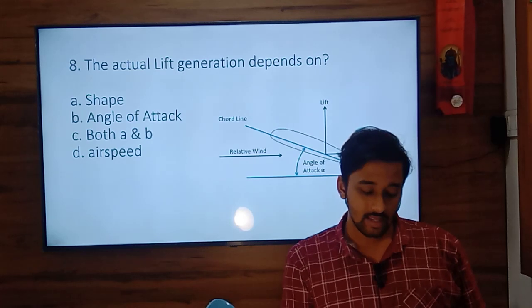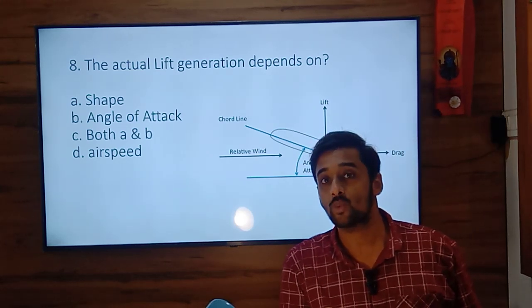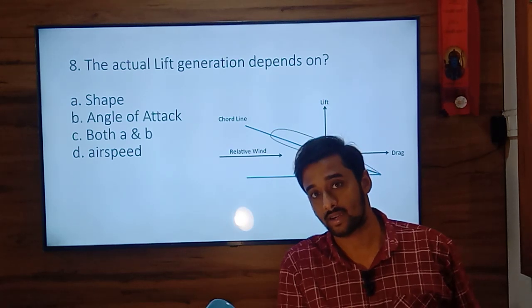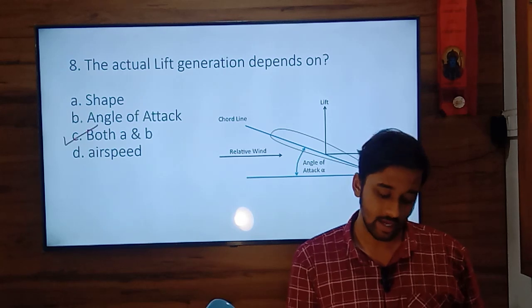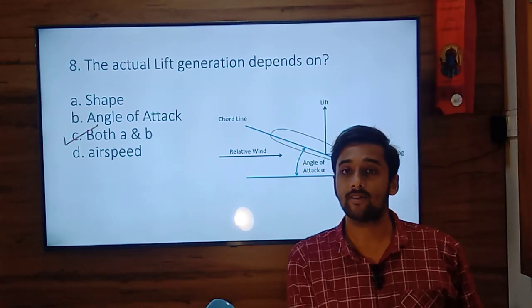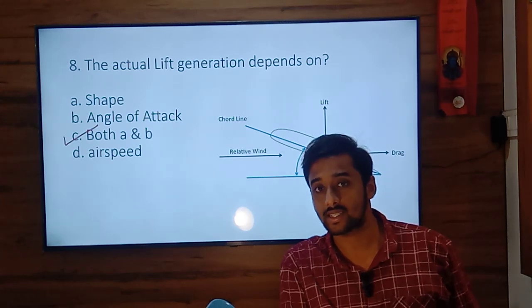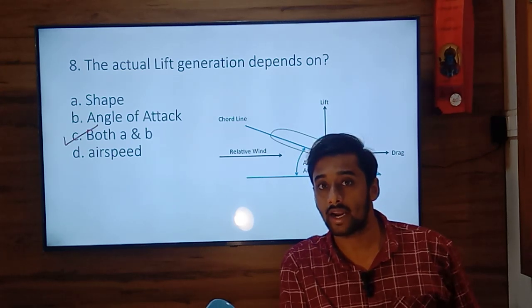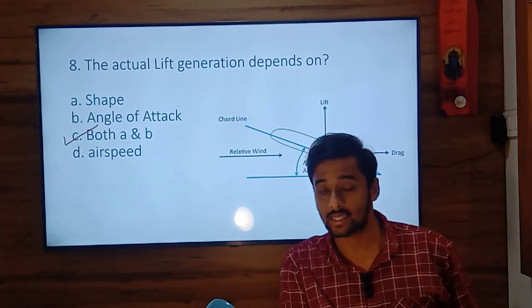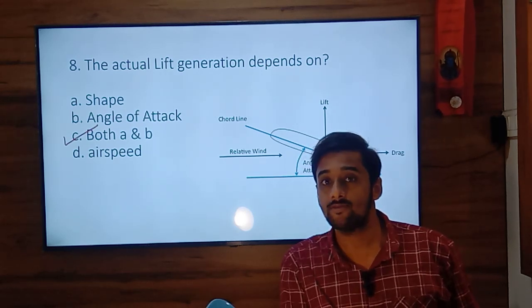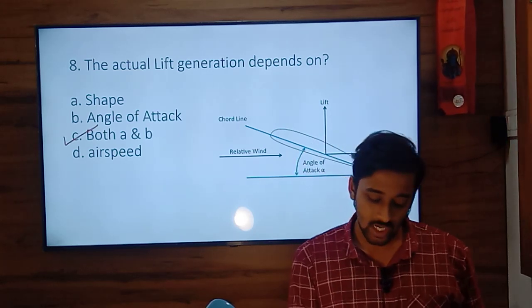Last question. The lift generation depends on what factors? Now the lift that a wing generates depends on two factors: angle of attack and the shape of the wing, which is both A and B. As your angle of attack, the angle between your chord line and the relative airflow, or the angle between chord line and your flight path, increases, the lift generation capacity of your wing increases. And also the shape of the wing.